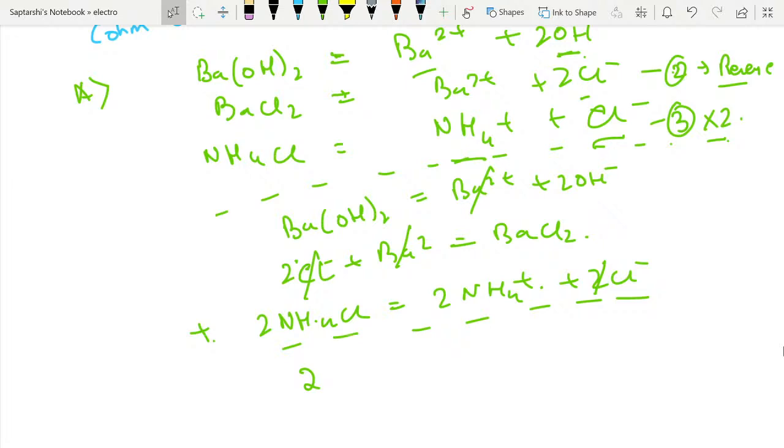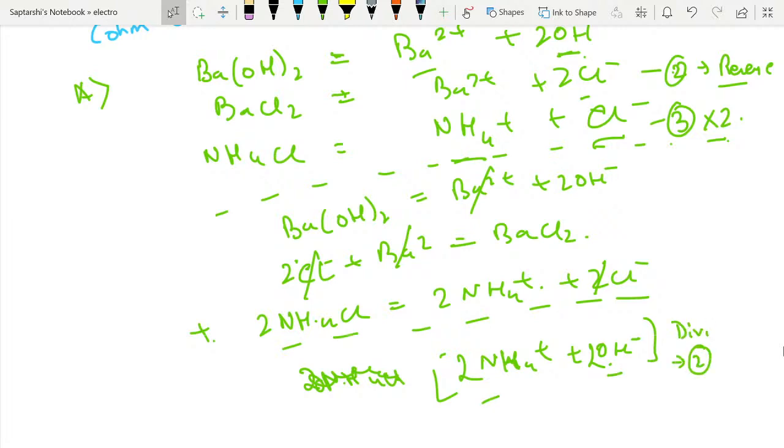Ultimately, if we just look at the ions, what are the ions that are left? The ions that are left are NH4 plus and OH minus. That is what we need, because we want it for C. So I'm not going into the depth of the molecules. We just need the ions. Okay, so we get these two ions left, but these are in 2, so we need to divide this by 2.